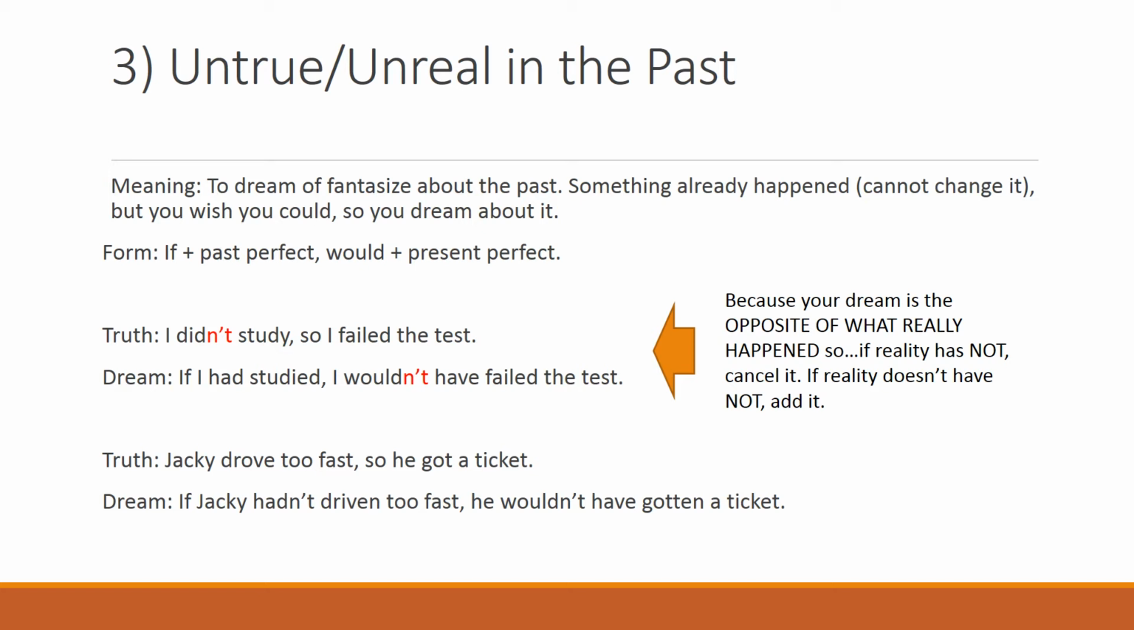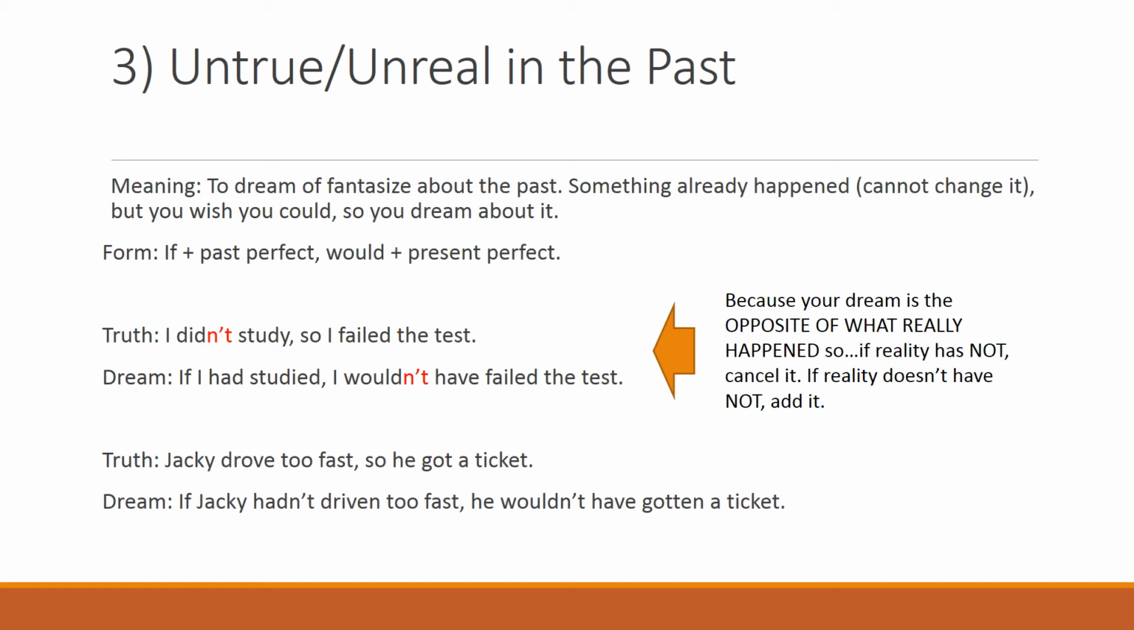So what you should notice is that if the opposite, meaning using not or using no, tells me the opposite. On the right-hand side, you should say, because your dream is the opposite of what really happened, so if in reality, in the true sentence, it has a not, you cancel that in your dream sentence. And if reality doesn't have a not, you add it, because you're always wanting the opposite to happen. So hopefully you understand what I mean by that.